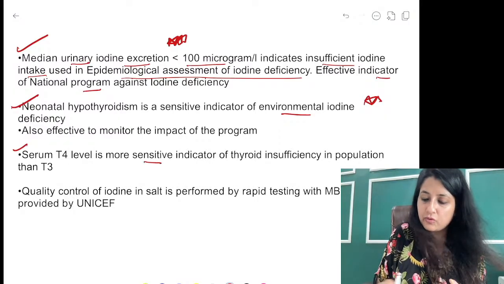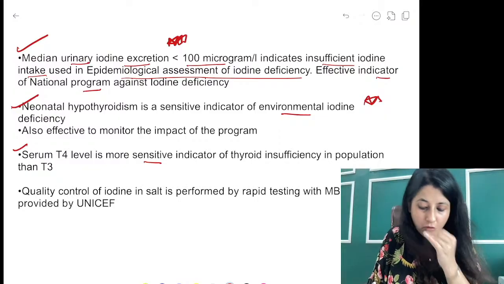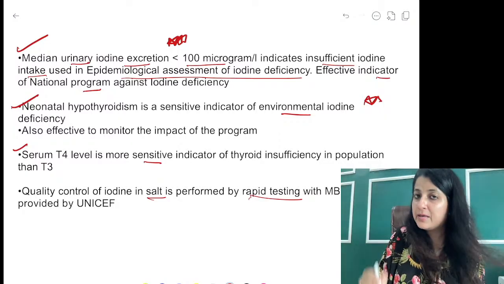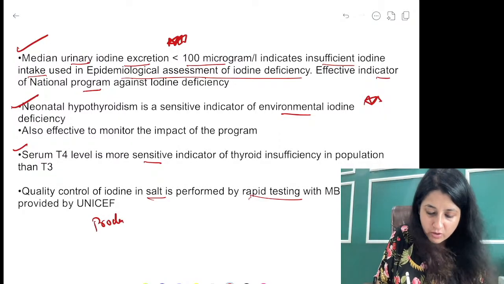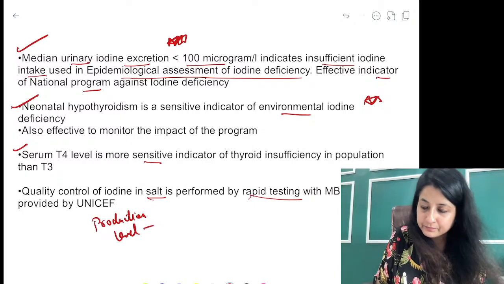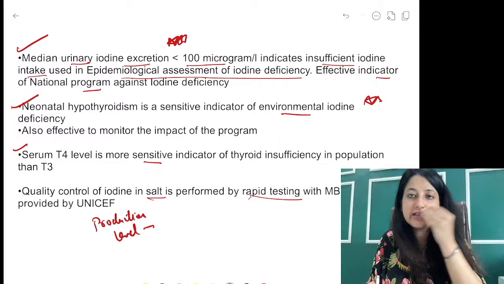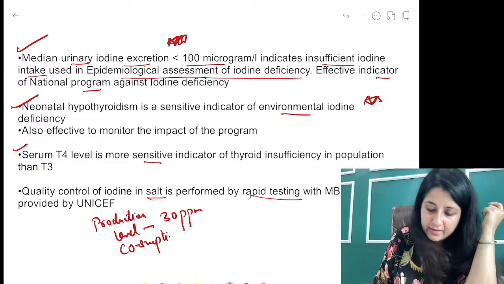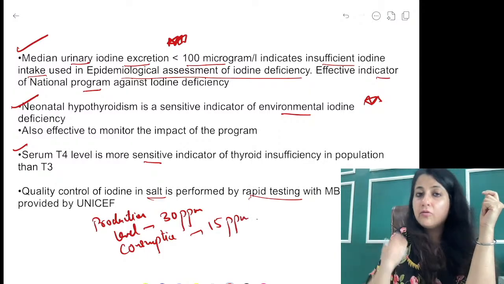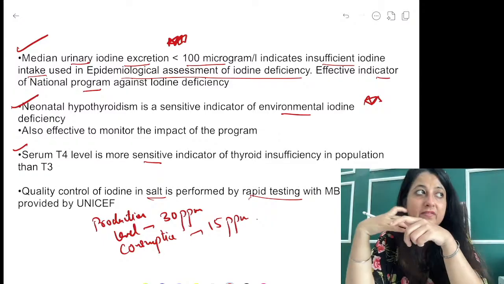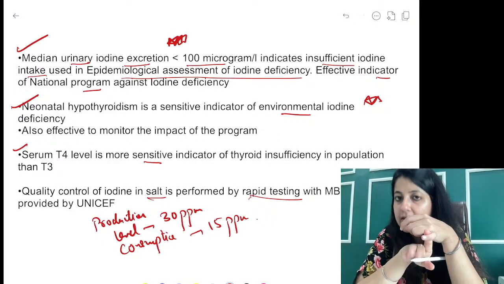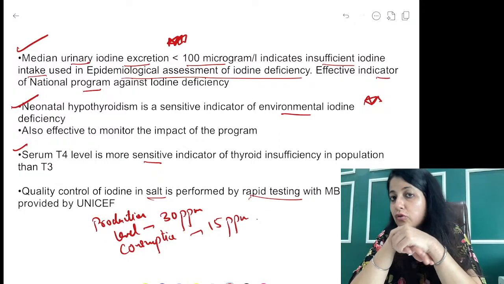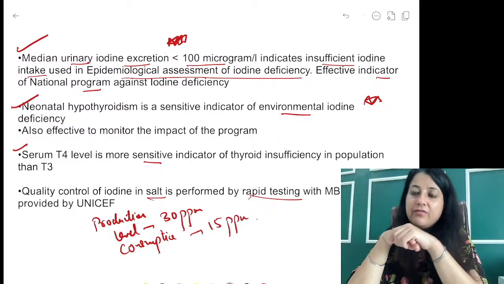Serum T4 level is more sensitive than T3, we all know. Quality control of iodine in salt is performed by rapid testing with an MBI kit. But here at the production level guys, what is the amount at production level? How much should it be, everybody? At production level 30 ppm, and at consumption level what is the amount? 15 ppm. You all know that we have double fortified salt, twin salt, which has iron and iodine. So 40 microgram of iodine per gram of salt is what we are suggesting. Double fortified salt. These are all examples of primary level of prevention.